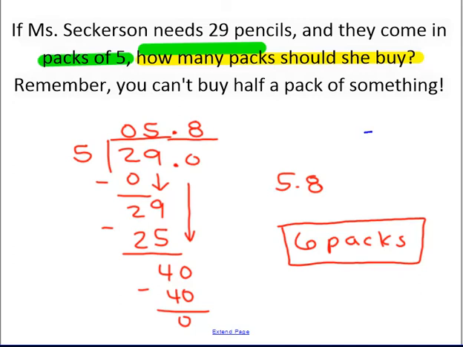If this number ended up being 5.1, I would still say that 6 packs is the answer. And that's because you still need that 0.1 of a pack. You can't come back and tell that child, oh, well, I went to the store and I didn't get a pencil for you. So you're going to have to still buy that extra pack and just have extras left over.